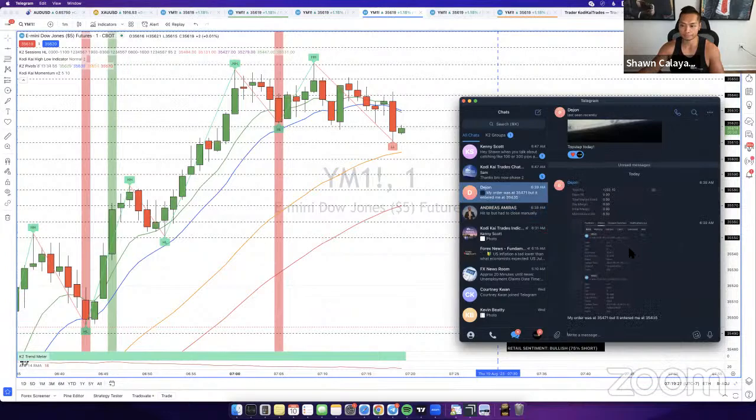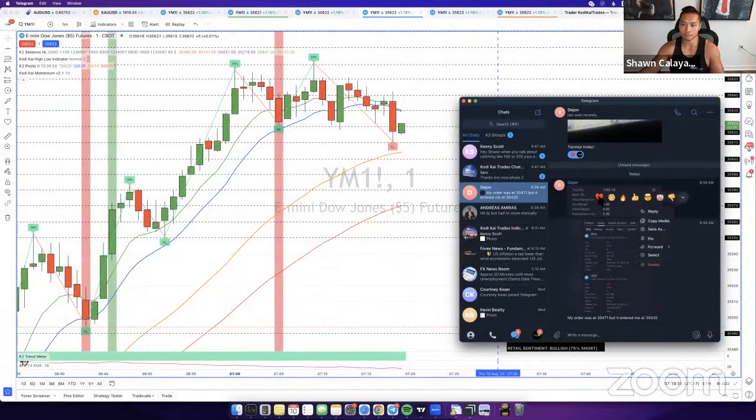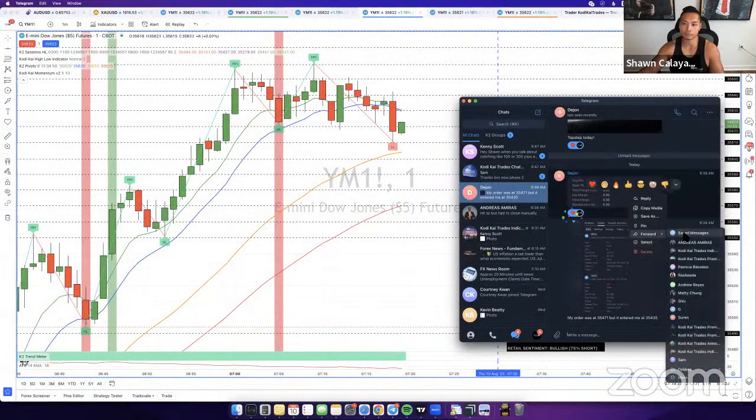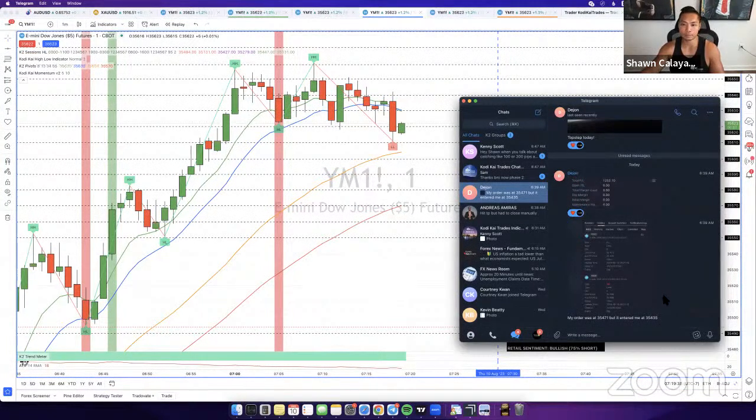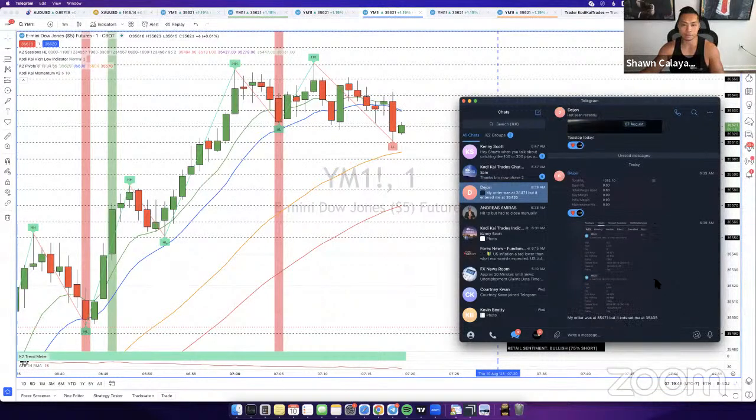Dejan over here locked in a total profit of 1,252 for the day. Nice work, Dejan. Yeah, you guys are killing it. Great work, guys. And you can see everybody's profiting from different accounts. So it doesn't really matter if you're using a Top Step or if you're using FTMO or if you're using MFF or if you're using E8 or whatever you guys are using.